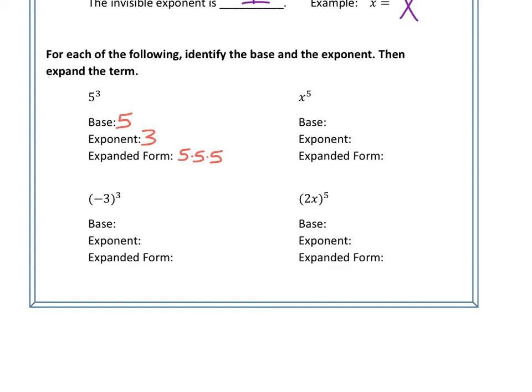Now, since this is a straight up number, it would be best if we actually also talked about its evaluated form. What is 5 cubed? Don't say 15. You gotta add. Ooh.